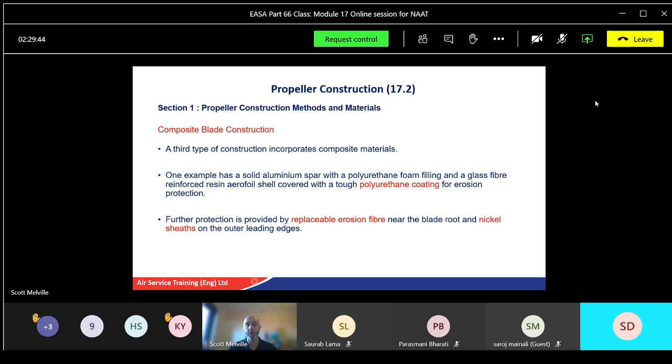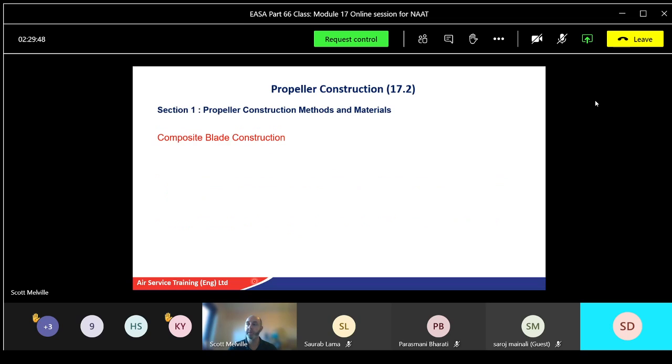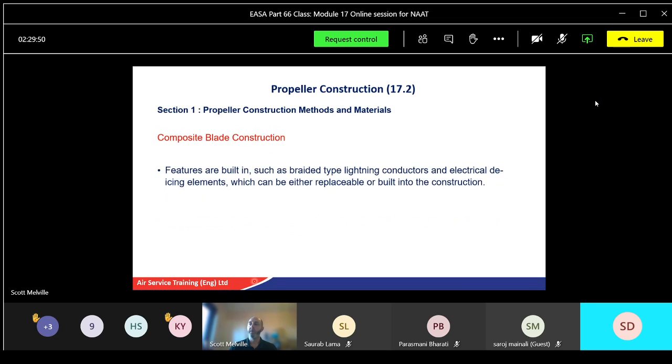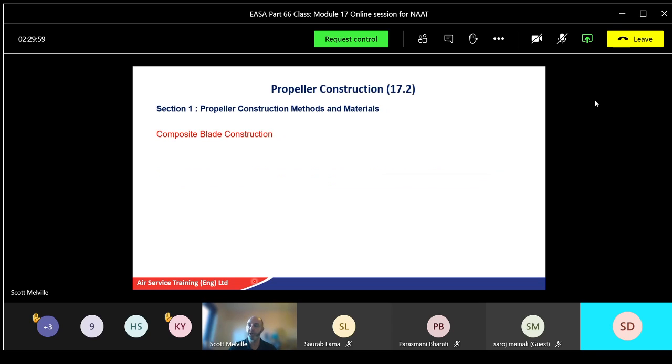Although carbon fibre is very strong, it can shatter. So for a little bit of protection, you can put on the nickel sheaths. Features are built in, such as braided type lightning conductors and electrical de-icing elements, which can either be replaceable or built into the construction.